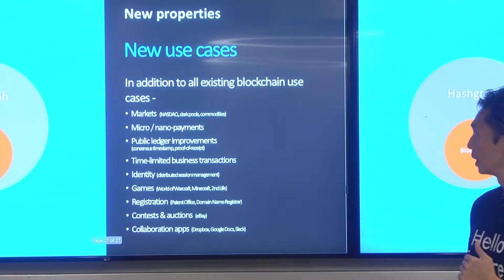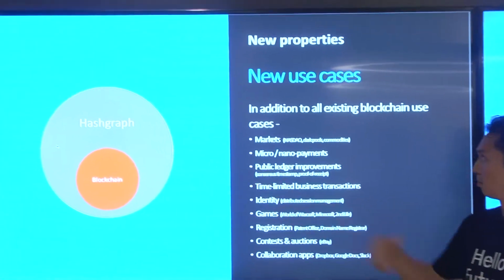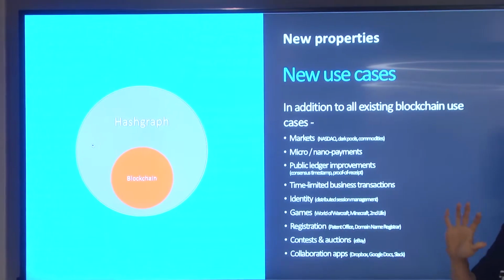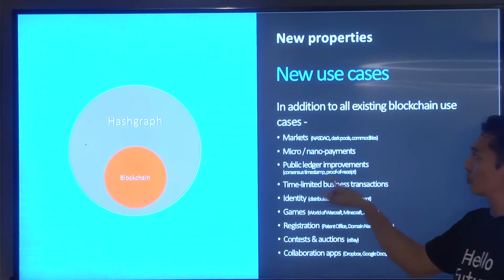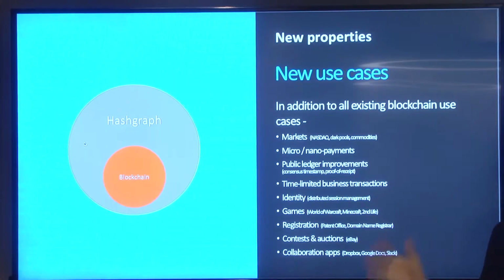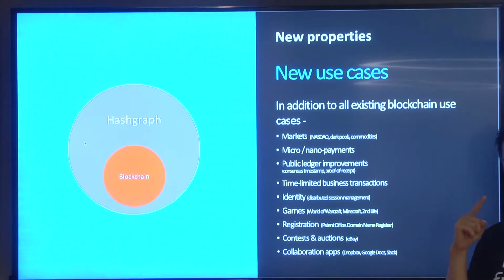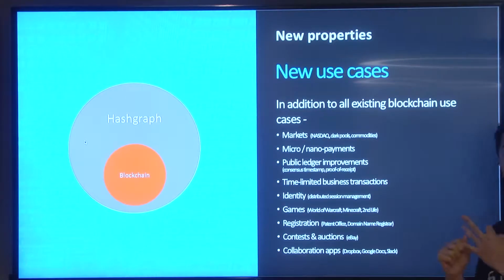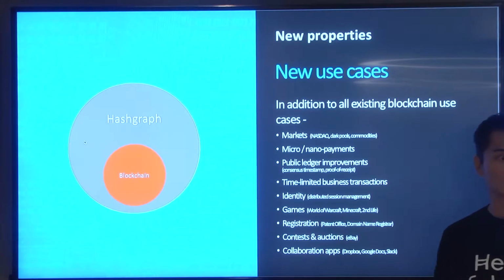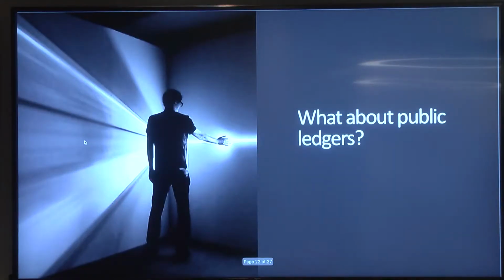Let's move forward. So Hashgraph can do everything that blockchain can do. And it also introduces a whole set of other use cases, right? Like I said, the combination of high throughput, high security, and very importantly, fairness allows you to build applications that just are not possible today on existing blockchain technologies.